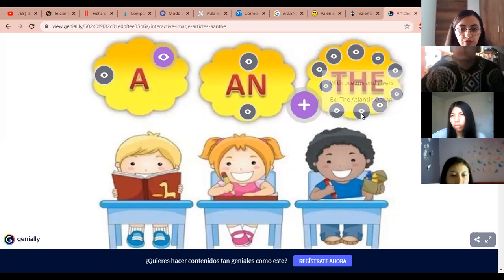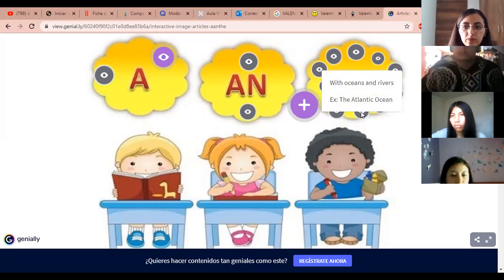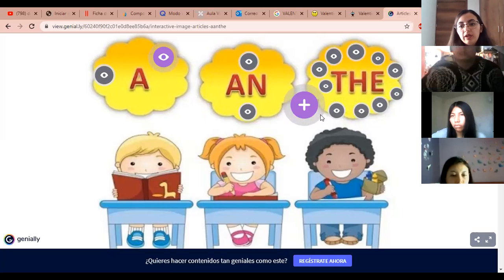Another case when you're going to use this article is with oceans and rivers. Okay, so when you're talking or describing an ocean or maybe the name of a river, you're going to use this article before the name of the ocean. For example, the Atlantic Ocean or the Pacific Ocean. Okay, so before these names, always use the article the. Well, as you can see, we have a lot of ice here. So this article is very used in different situations.